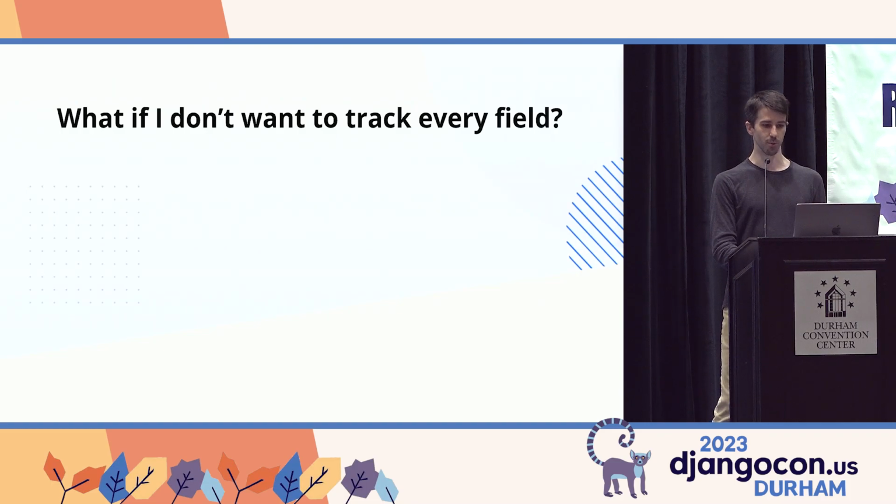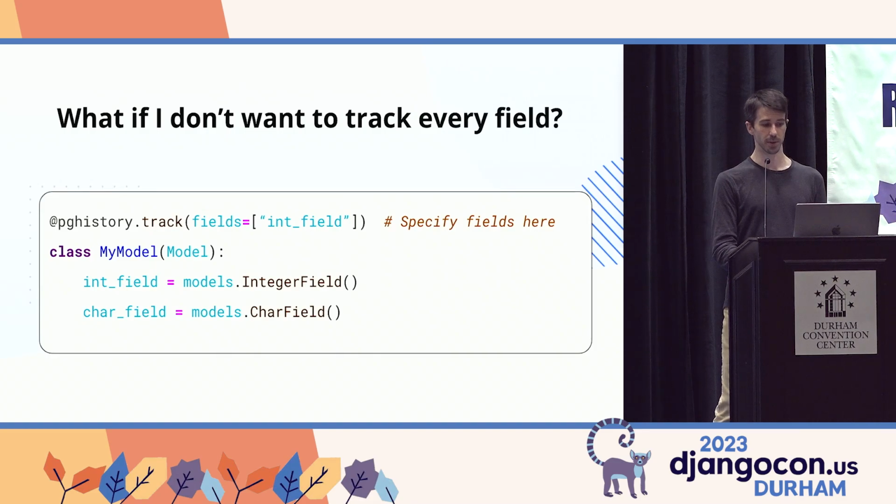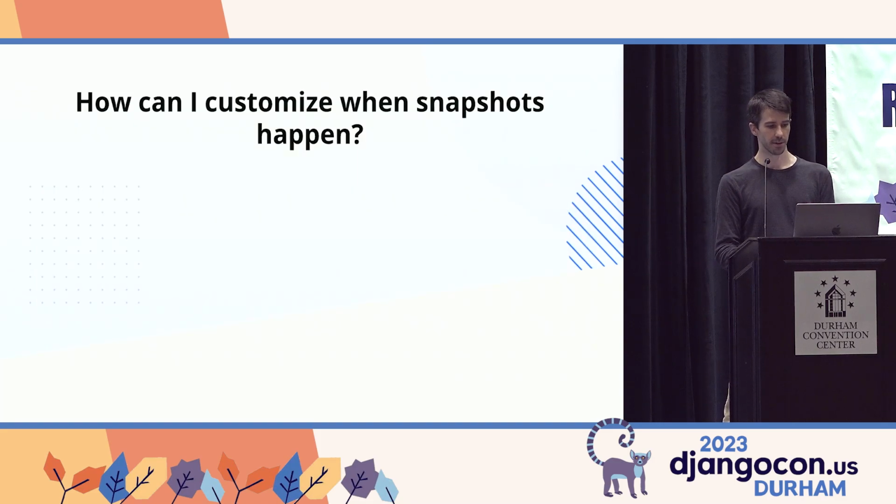First of which is, what if I don't want to track every field on my model? You have the ability to specify which fields you want to be tracked. If you specify one field like we have here, your event model will only have the integer field. It won't have the char field. And if any changes happen to that char field, it won't automatically trigger an event. You have to change those fields that are being tracked. So, a simple way to track only specific fields.